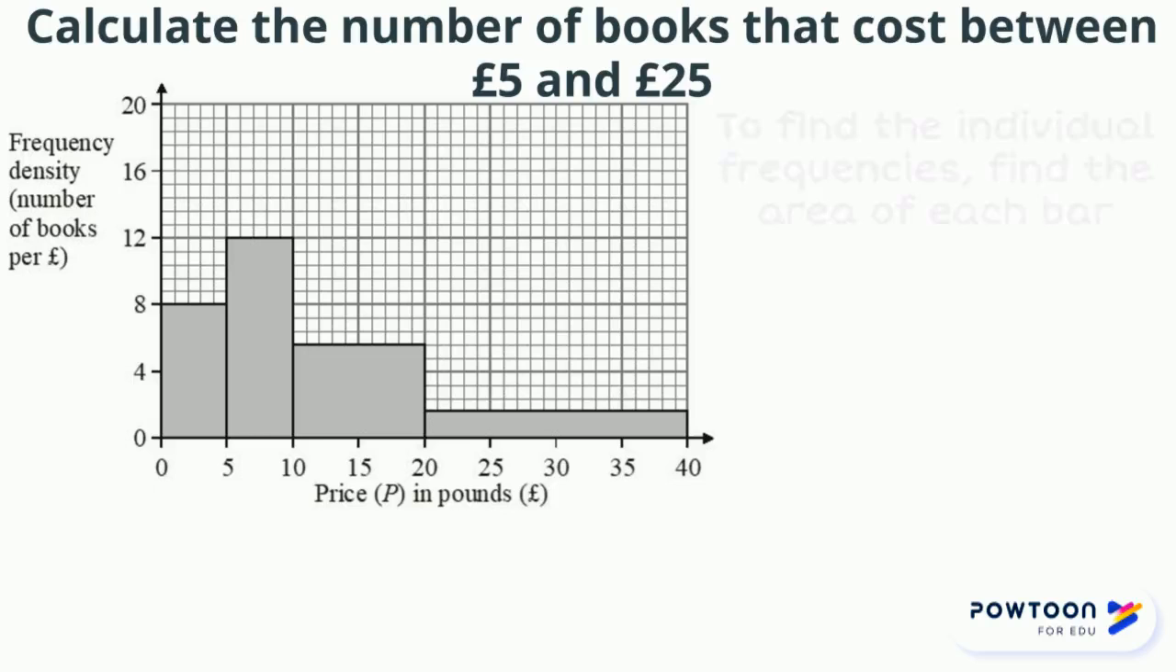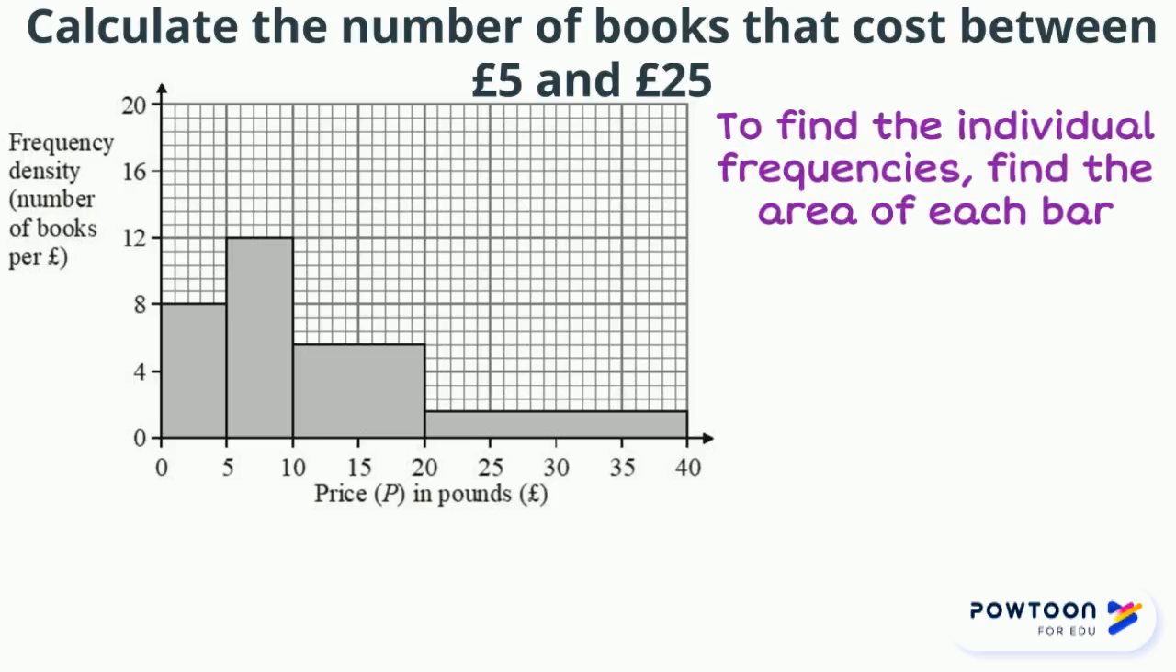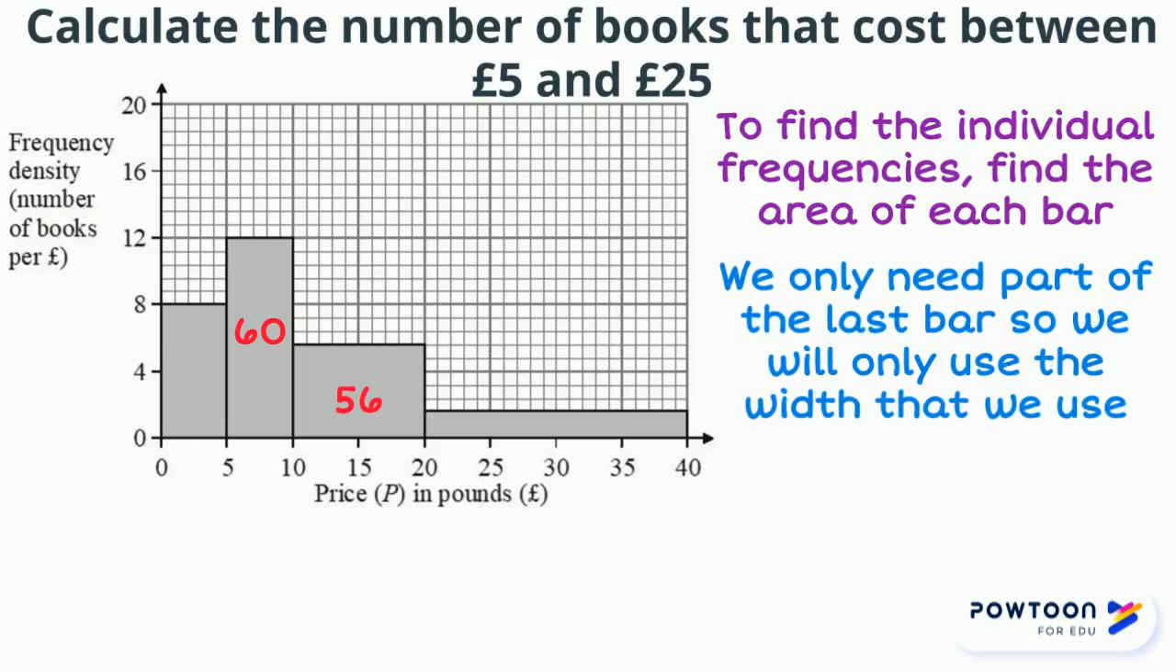Now we're going to look at finding the number of books that cost between £5 and £25. To do this, it's very similar, but you just have to be careful of what bars you're actually using. We won't be using all of them, only some of them. So first we can find the frequencies from 5 to 10, which we already knew was 60, and then also 10 to 20, which is 56. And then after that, we actually only need part of that last bar. We're only using from 20 to 25, so the frequency is just going to be 8.